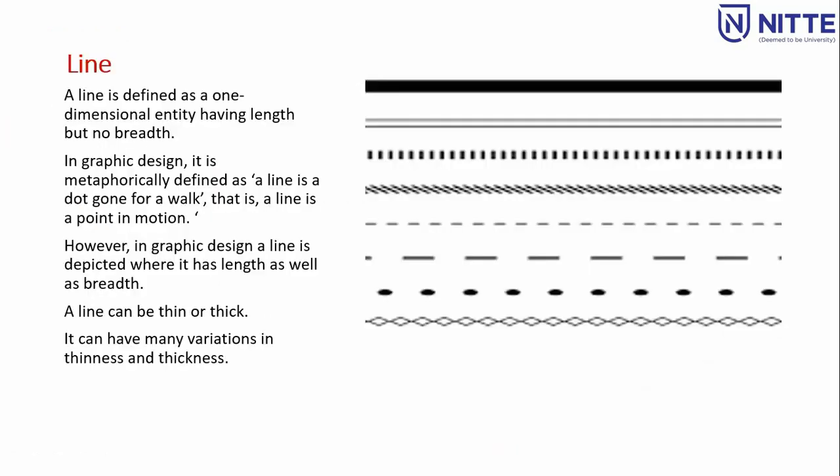Next one, line. A line is defined as a one-dimensional entity having a length but not breadth. But in graphic design, it is metaphorically defined as a dot gone for a walk. That is, a line is a point in motion. We can also say that a line is the path of a moving dot.